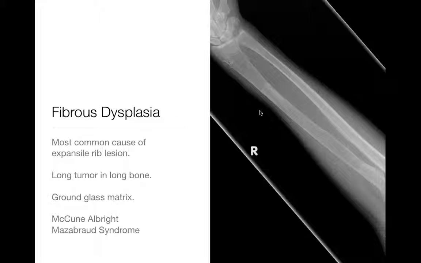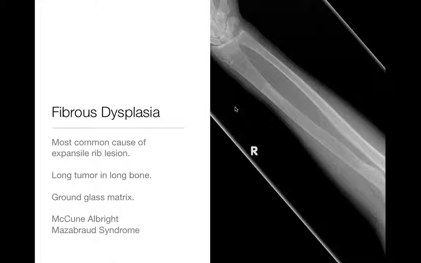Usually when you see it, it's going to be a solitary lesion, a long tumor in a long bone. So think of that one. You can see this one actually extends all the way throughout the radius. Here, obviously, there's a pathological fracture in it because the bone is being thinned out. You can have polyostotic fibrous dysplasia. You will see those occasionally.